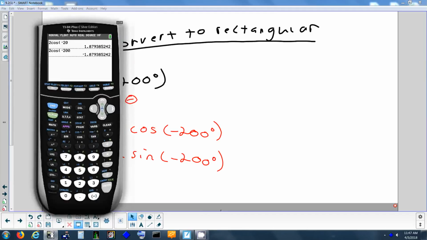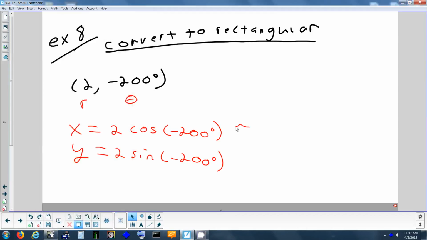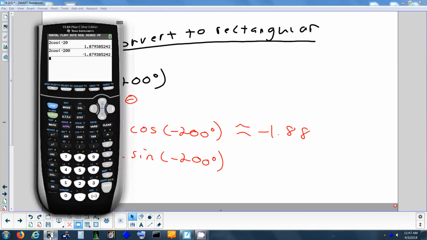All right, so we get negative 1.88 if we round it. That's good enough. Negative 1.88. And for y, just change cosine to sine. We get 0.68.